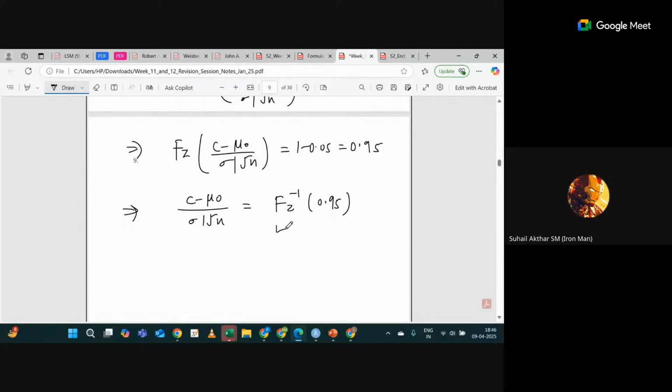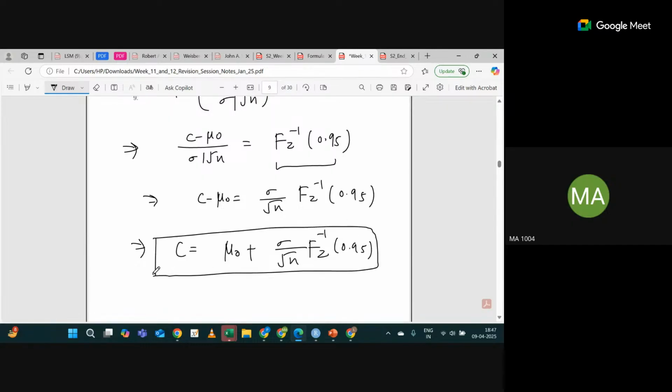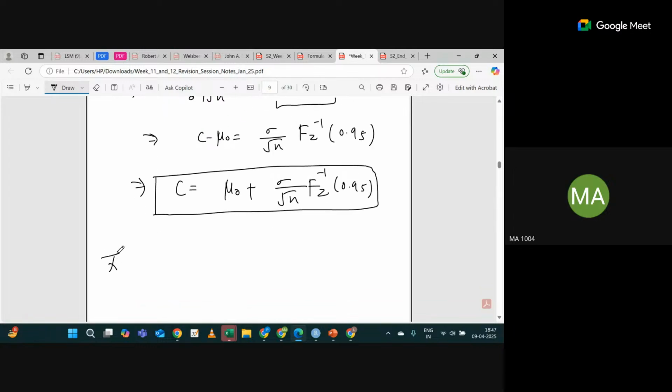So this value will be given to you, and it will be 1.64. What will be the value of c here? So c minus mu naught, I can write sigma by root n times F_Z inverse of 0.95, and the value of c will be mu naught plus sigma by root n times F_Z inverse of 0.95. So this is the value of c you will get from here, and x bar will be given to you.